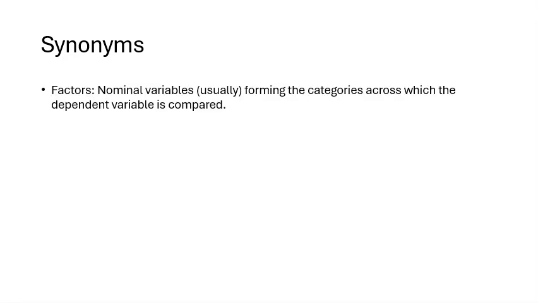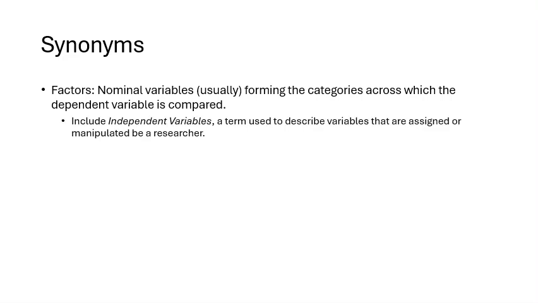So first off, factors are these nominal variables, usually nominal, forming the categories across which the dependent variable is compared. So we'll use the word factors here, but they do include independent variables. And independent variables, that's a term we use to describe variables that are assigned or manipulated by a researcher. And so some factors are independent variables, but not all. And sometimes in these slides or in your reading, you'll just see these listed as variables. That's also accurate and true.